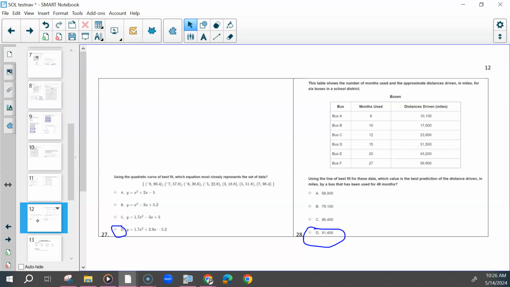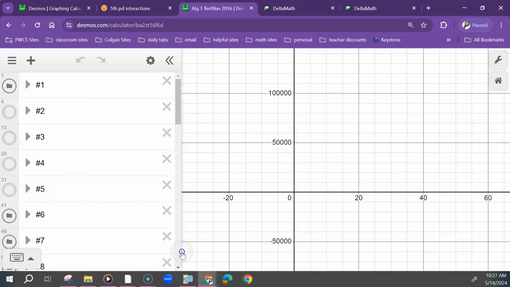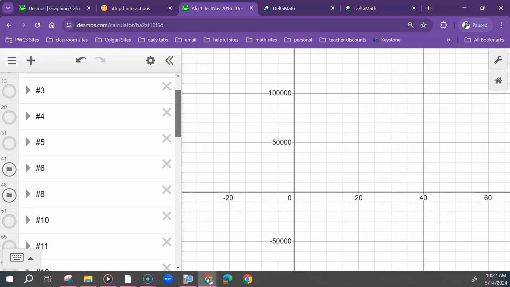Have any questions on any of those, or any you want to see in Desmos? Go back. So 25, if you were to type in these points into the table, so I already have mine up, but you would add a table and add in those points.